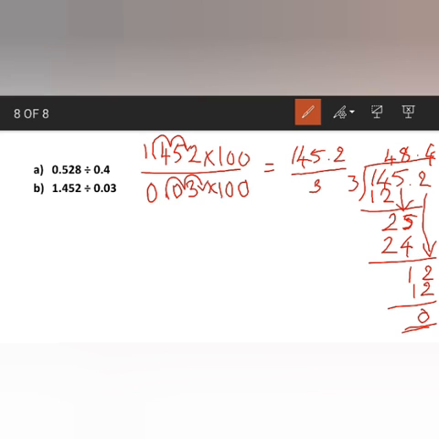So that our answer will be 48.4. Okay. When we have to divide a decimal number by a decimal number, we have to convert the divisor into a whole number part and then do the division. So here we have to multiply it with 100. So then we got our answer as 48.4.